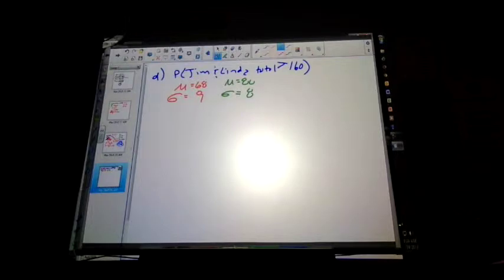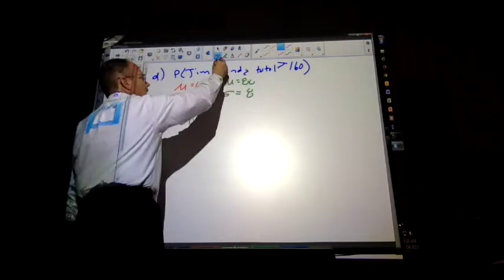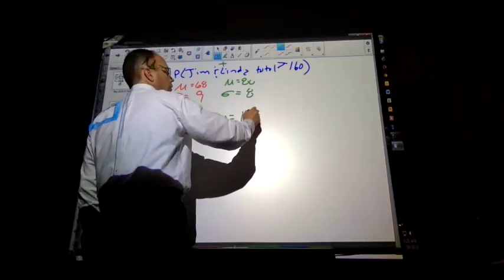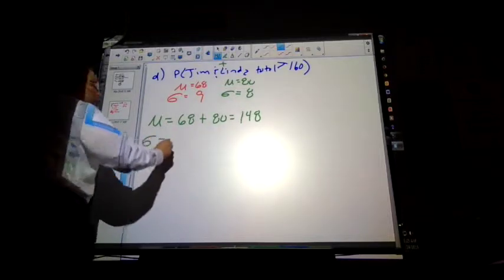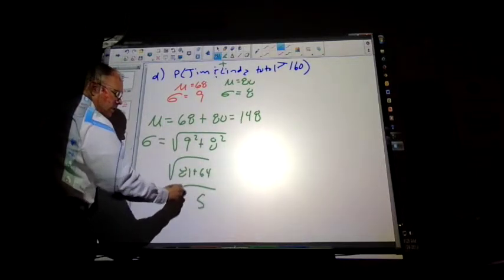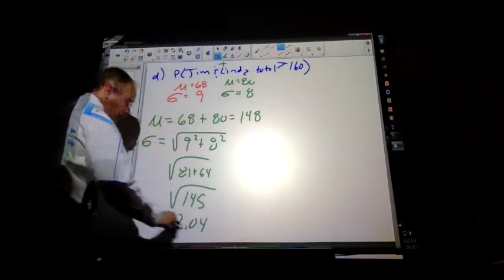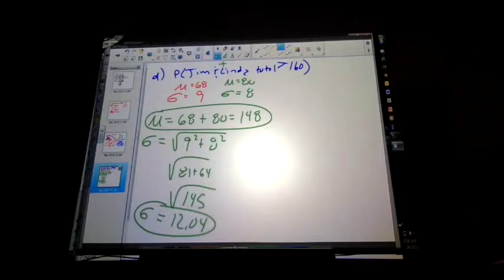This is going to be one of the ones that we need to combine together. So in order to find the new mean, we want their total score. That means we're going to add their two averages together, 68 plus 80. That gives me 148. Okay? And in order for me to find the new standard deviation, I'm adding them together, so I'm going to go 9 squared plus 8 squared, which is 81 plus 64, which is 145. What is the square root of 145? 12.04, thank you. So they have a combined mean of 148 and a new standard deviation of 12.04.